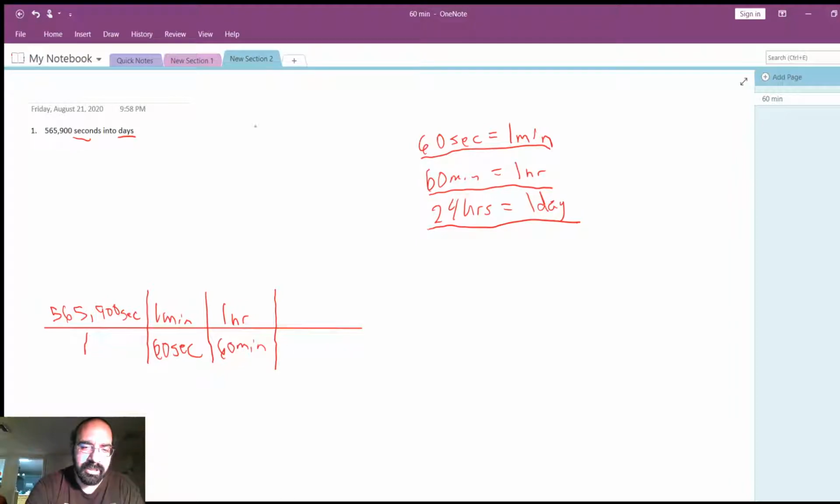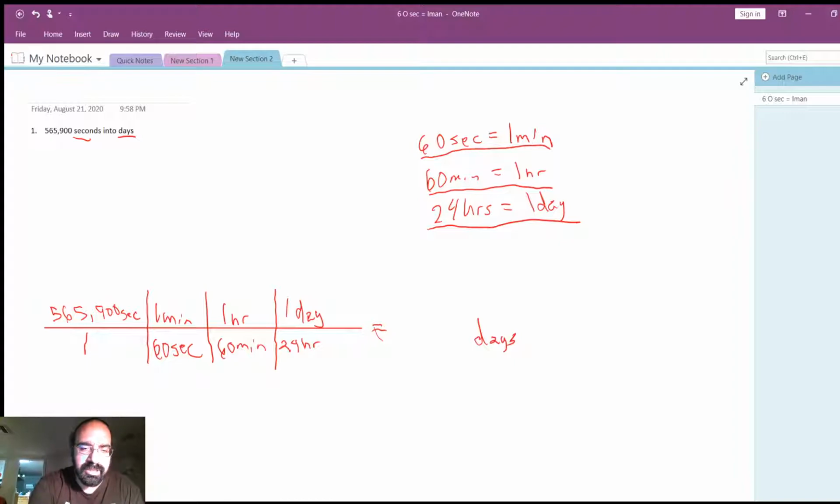So now we were trying to get rid of hours, right? So we put 24 hours on the bottom because we're trying to cancel the hours. And we put days in the top. Why? Because that's what we want to wind up with. Eventually, we want to wind up with days, right?